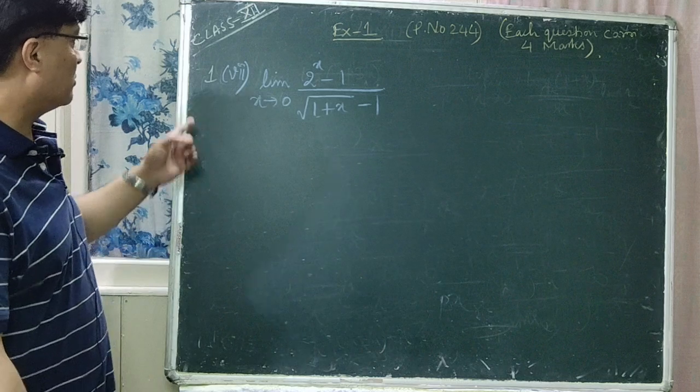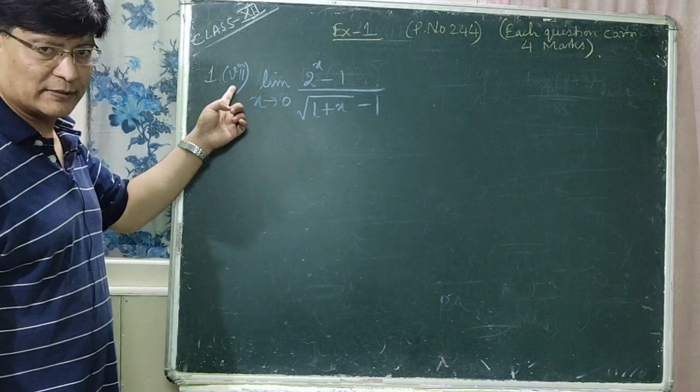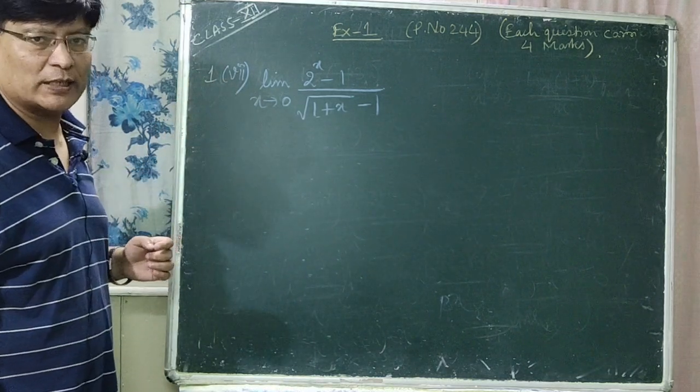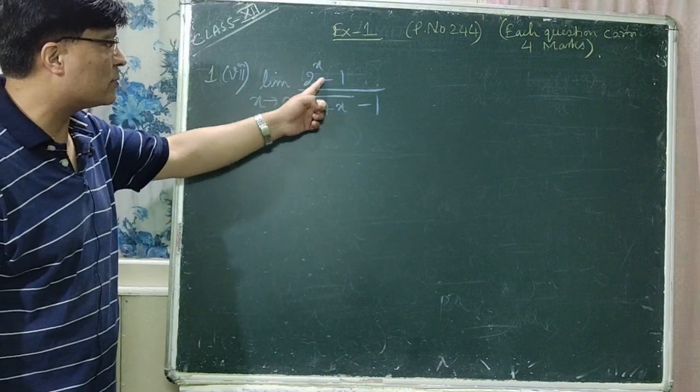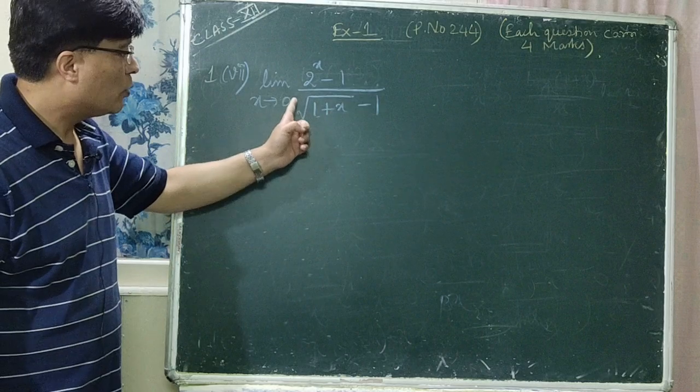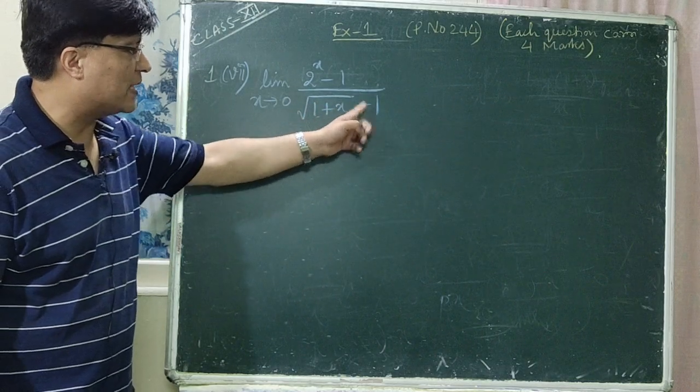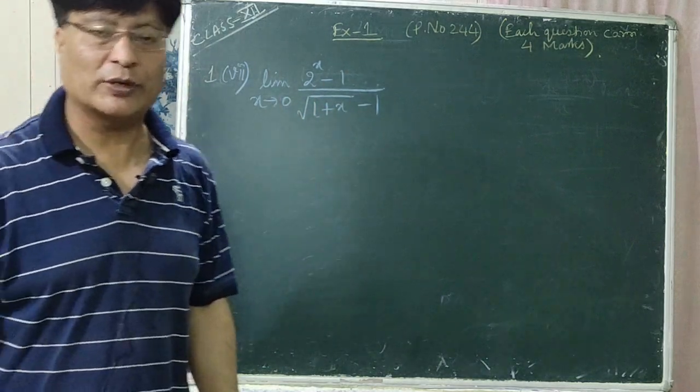Now we are doing question number 7. The question is, you have to evaluate this limit: limit x tends to 0, 2 to the power x minus 1 whole divided by within square root 1 plus x, then minus 1 is there. Okay.